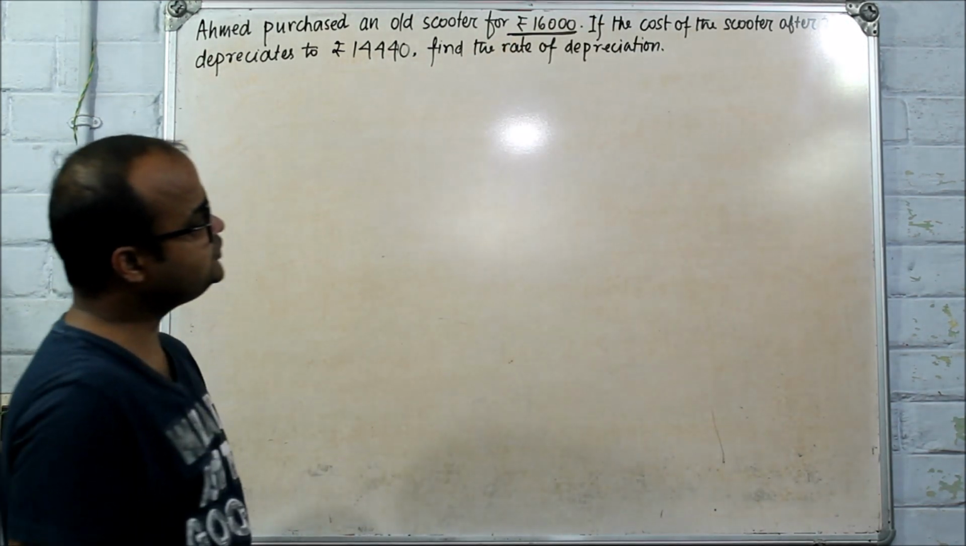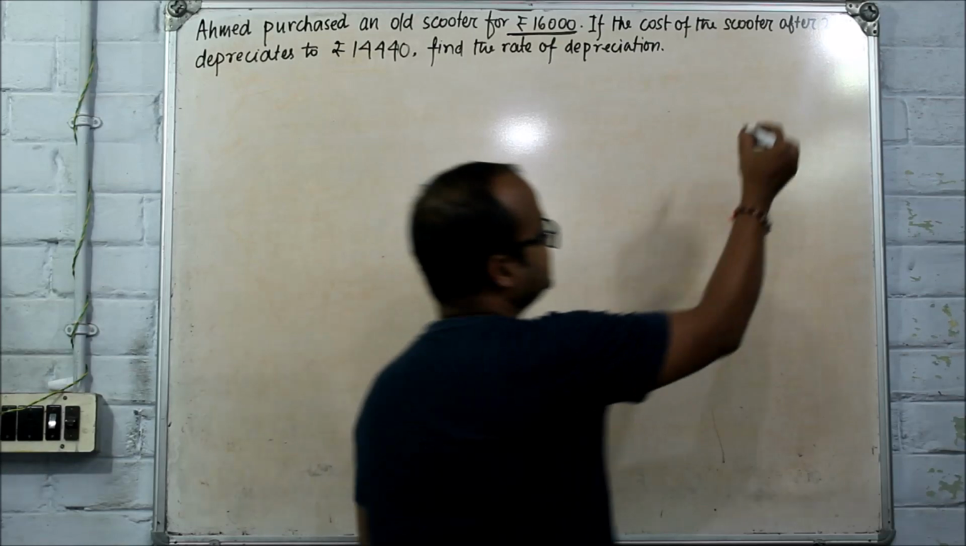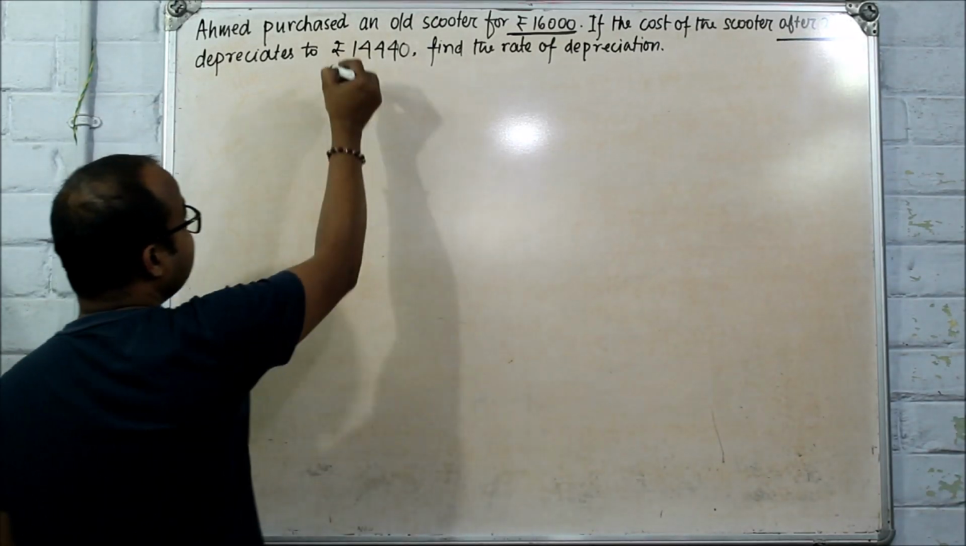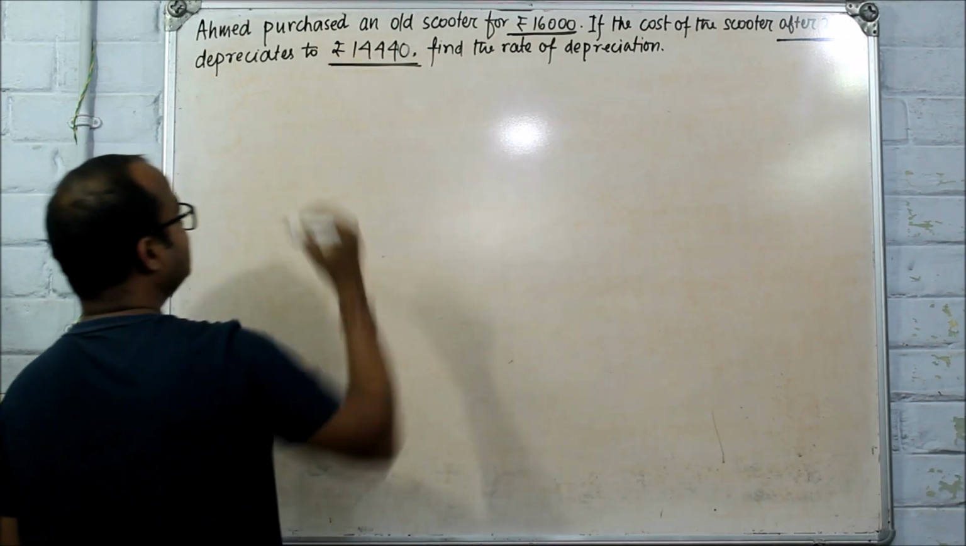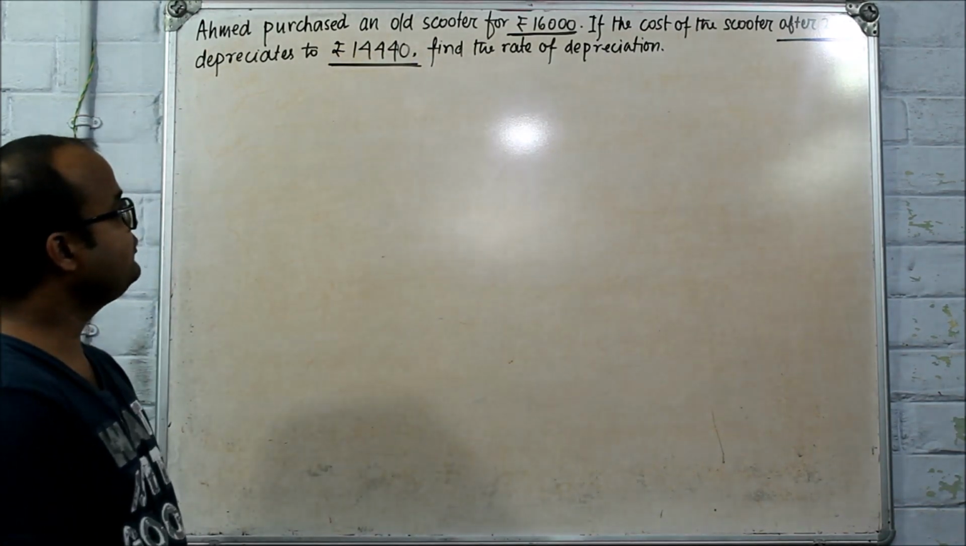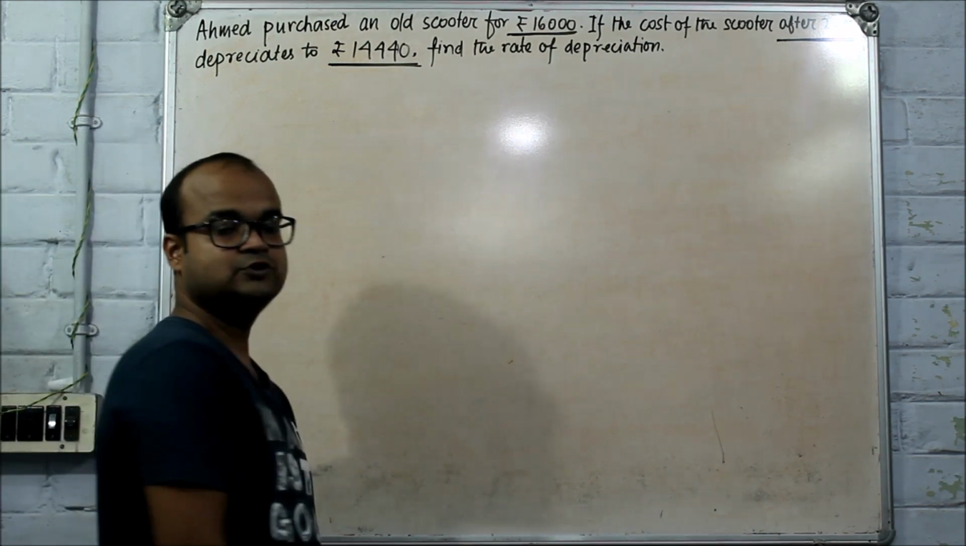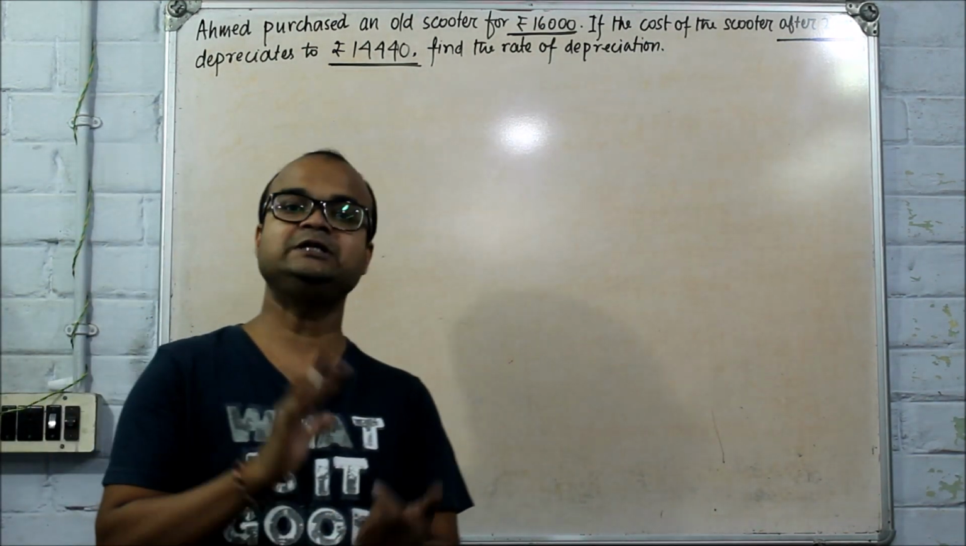Moving into the next problem. Ahmed purchased an old scooter for rupees 16,000. If the cost of the scooter after 2 years depreciates to 14,440, find the rate of depreciation. So this is the sum based on depreciation.